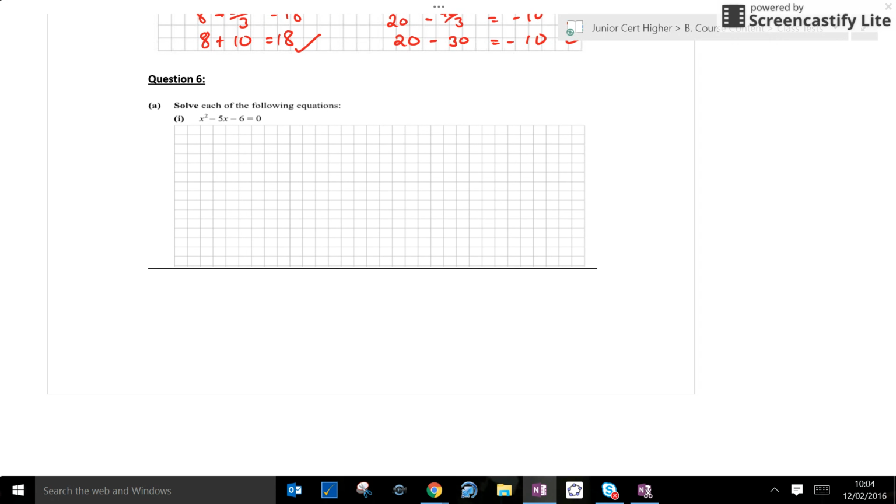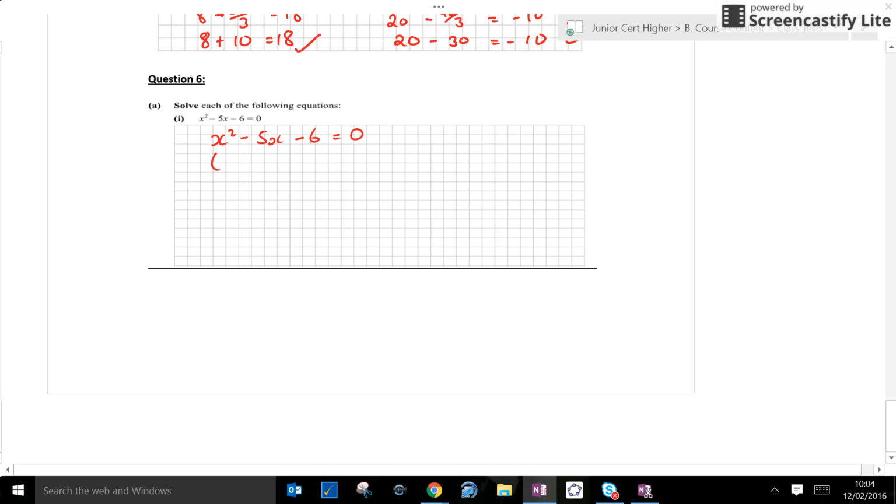We want to solve the following equation. x squared minus 5x minus 6 equals 0. So we've solved a few of these already in this exam. It is a quadratic trinomial. And we will be able to use the method of factorization to solve this equation.